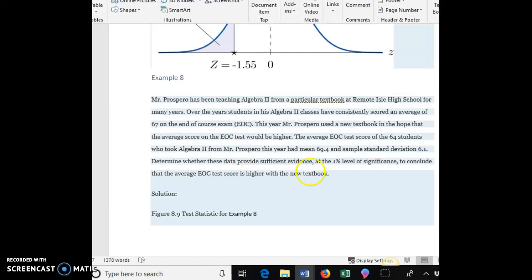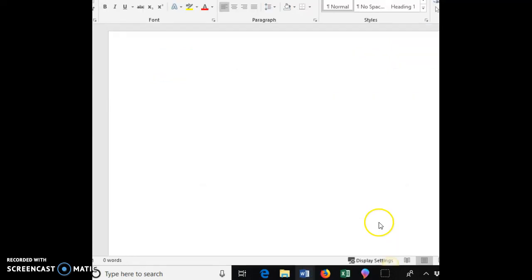All right, so let's notice first of all that our status quo is that the average grade, the mean grade, is 67. So that's going to be our null hypothesis, that our mean is 67. But he wants for the scores to go up based on this new textbook. So our alternate is going to be that the mean is greater than 67. So let's put that down first.